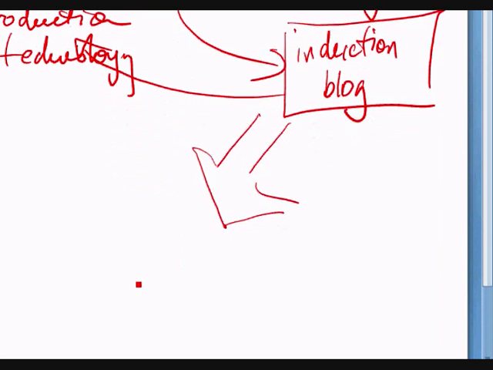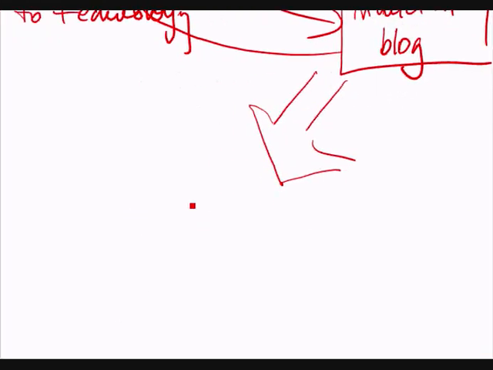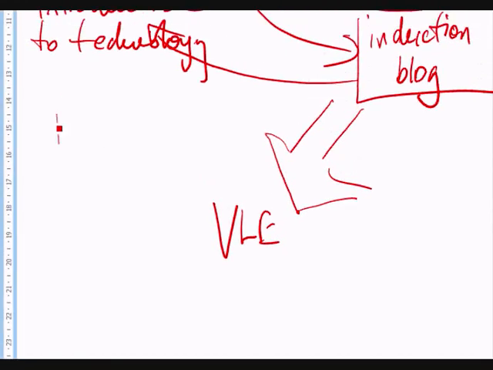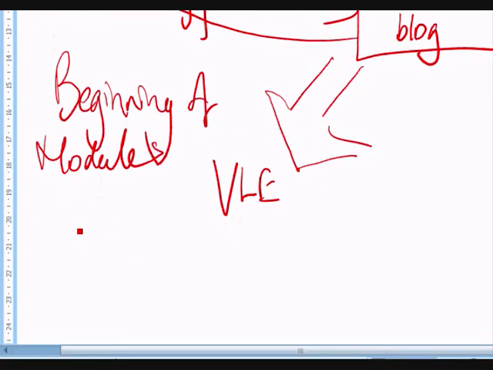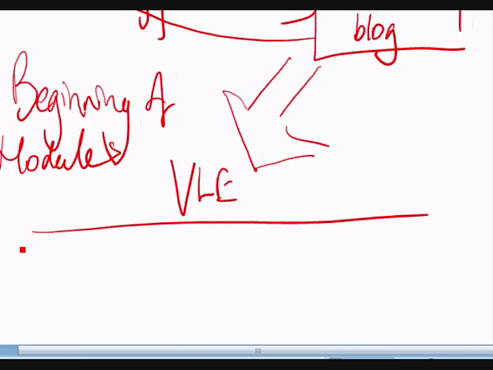Well, hang on, bear with me. So that's after the induction. But then we actually get into the real business. So then we're into the VLE. So we're now beginning the modules. And what sort of resources have we got there? So the beginning of the module. Well, they'll have an induction to the module. Okay. So, but the resources we're talking about.